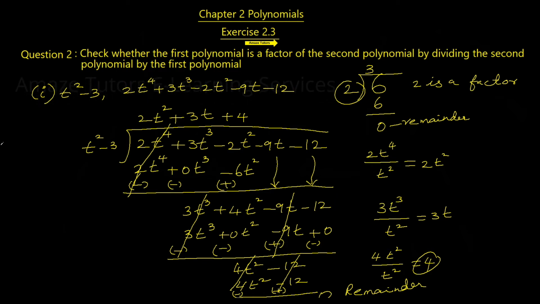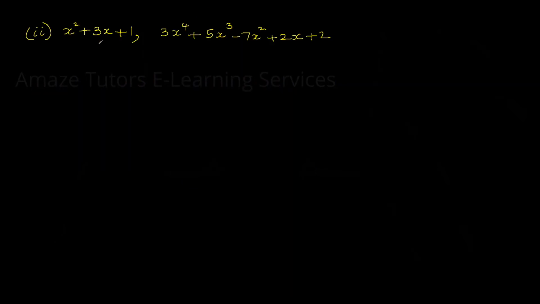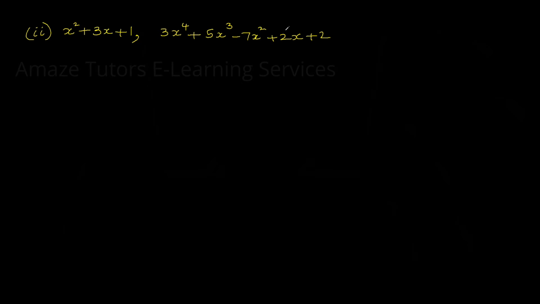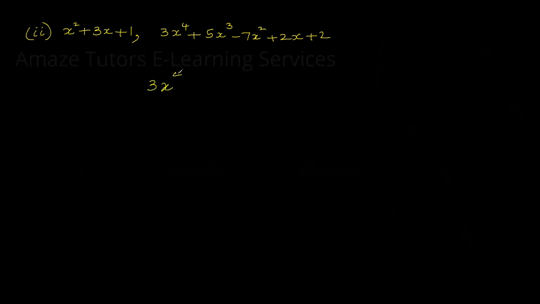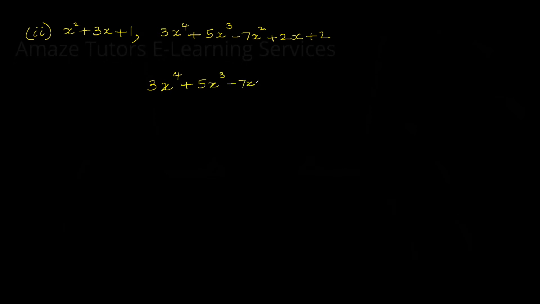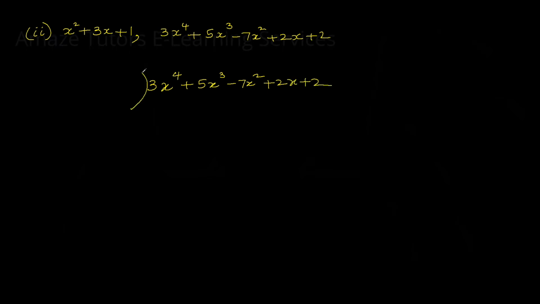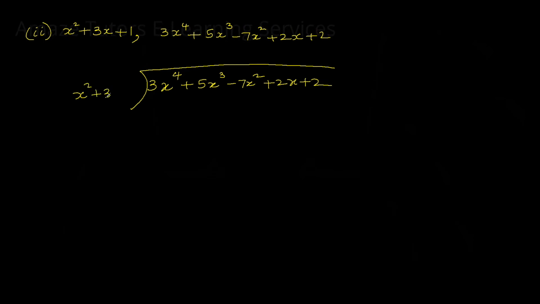Let's proceed. Do the second part of the question. Same instruction. We need to check whether the first polynomial is a factor of the second polynomial. Follow the same long division. 5x cubed minus 7x squared plus 2x plus 2. Divide this by x squared plus 3x plus 1.